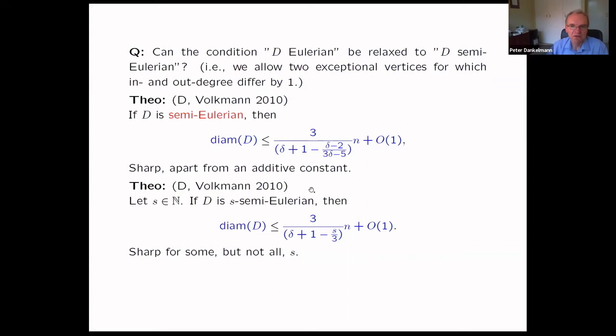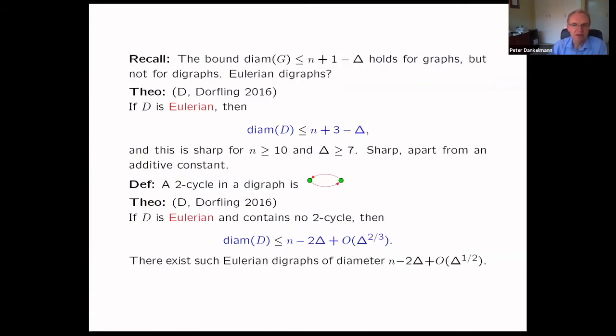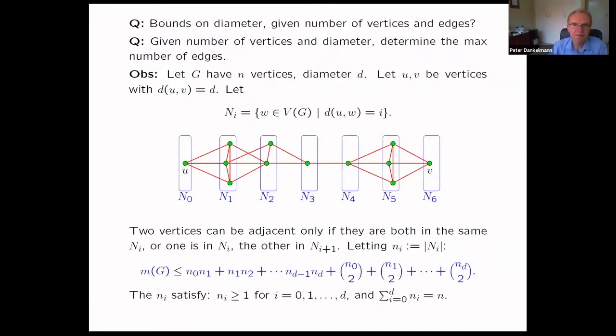And if we allow more exceptional vertices, to be precise, s exceptional vertices, then we get a similar bound, but that's not always sharp. That depends exactly on how s and delta plus 1 are related, on divisibility and so on. Okay, let me skip that in the interest of time.